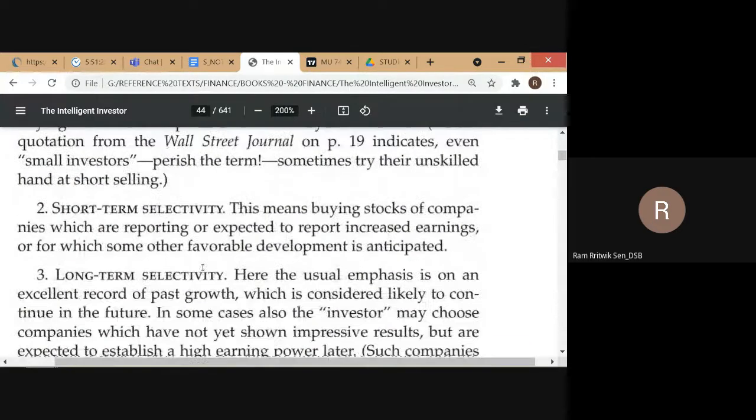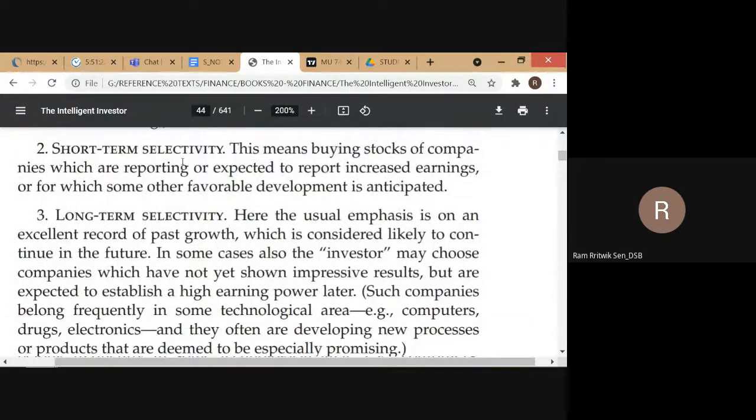Second is short term. Basically buying in anticipation of some good news. Again, he does not approve of this activity. That's what he's trying to tell you: I don't approve of this activity. So this is listed under all the bad behaviors.